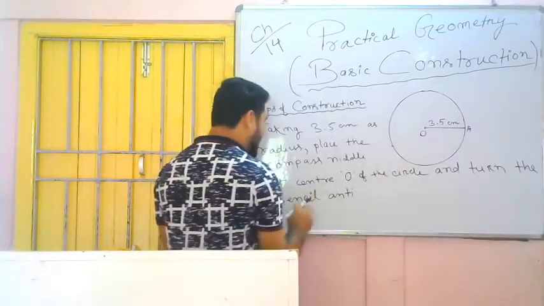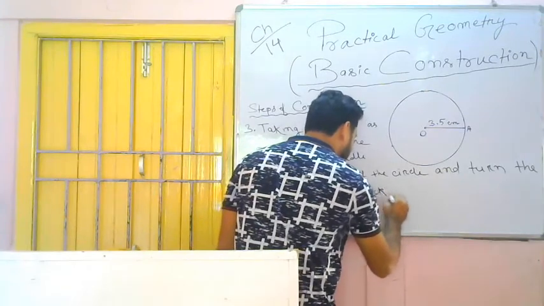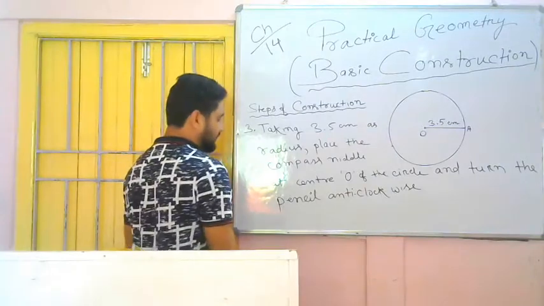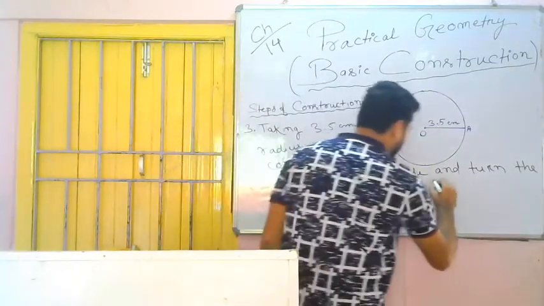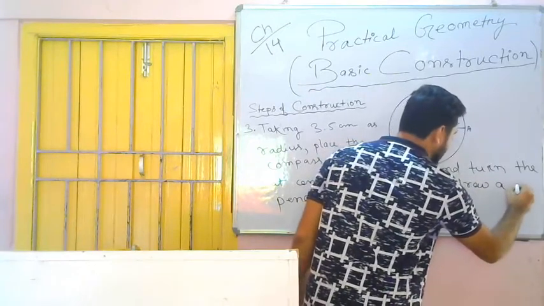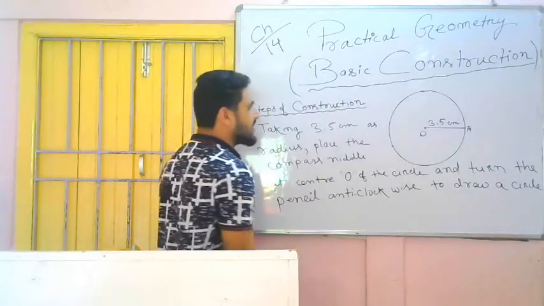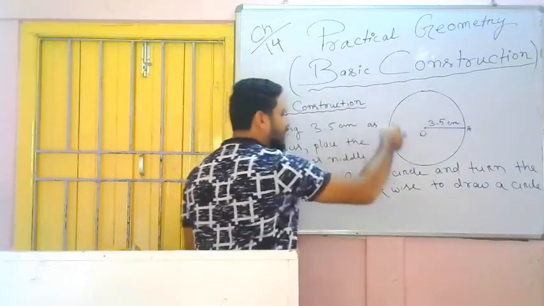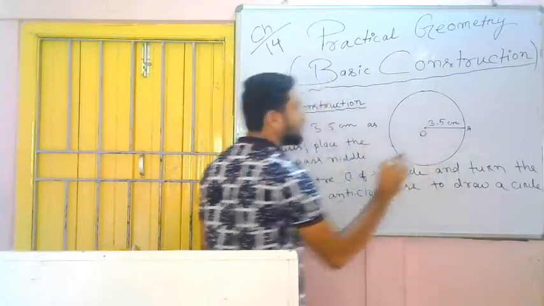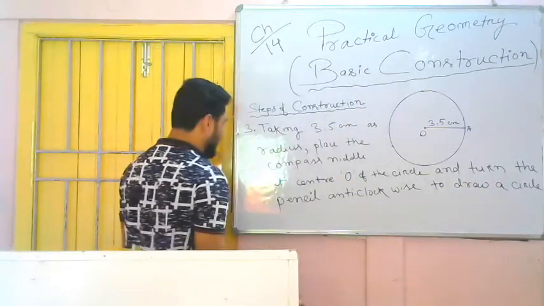The circle, and turn the pencil anti-clockwise to draw a circle. If you turn the pencil anti-clockwise, then it will give a boundary of the circle. That means we will get the circumference of the circle, to draw a circle.